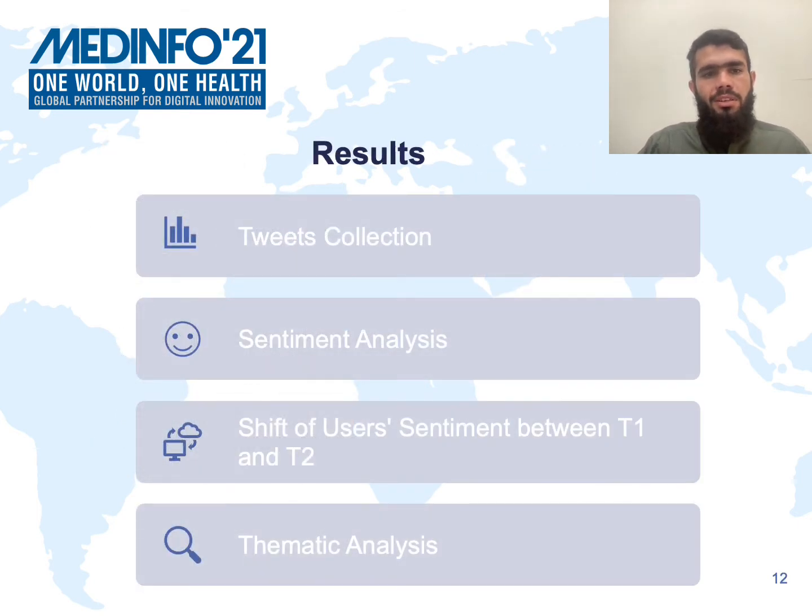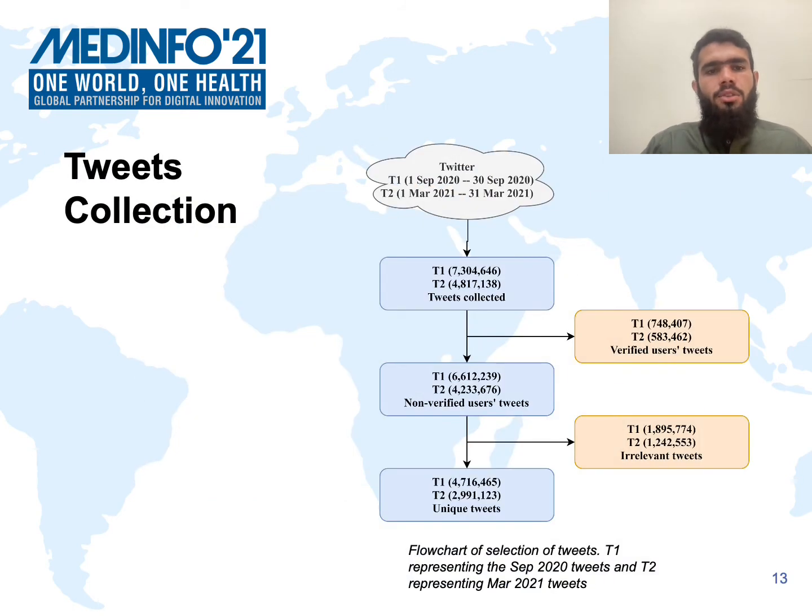Now moving to the results section, I will elaborate on the tweet data collection, the results of the sentiment analysis, the shift of user sentiments between T1 and T2, and also the thematic analysis. As I mentioned before, we downloaded the September data and the March 2021 data. We represent them as T1 and T2. T1 is the September data before the vaccine rollout, and T2 represents the March data after the vaccine rollout.